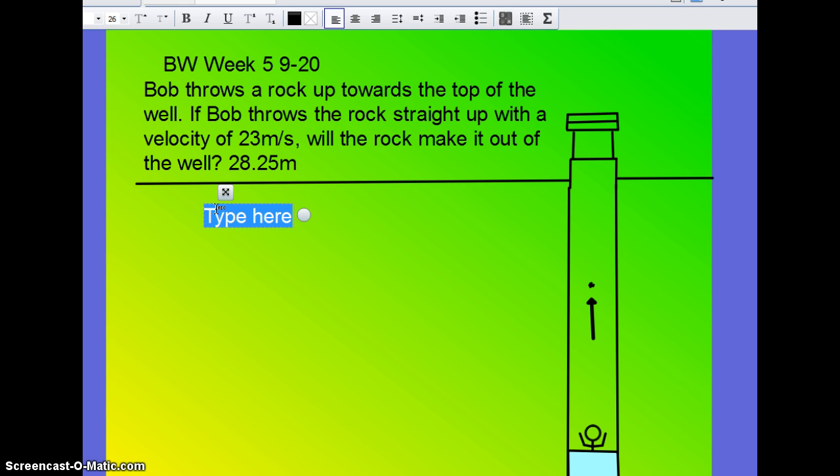To do that, remember my notations are going to be goofy here. I'm going to say v final squared equals v initial squared plus 2 times the acceleration times the displacement. I'm going to use a y. So v final at the top of the rock's trajectory is going to be 0. We said v initial is 23. And of course, you've got 2 times g, so negative 9.81 times y.